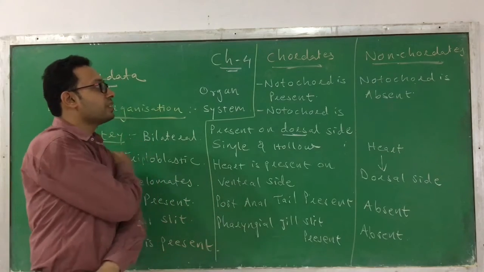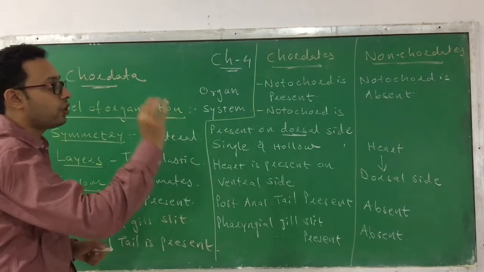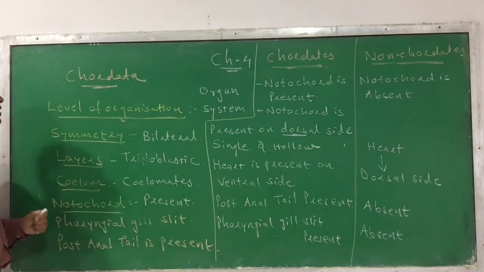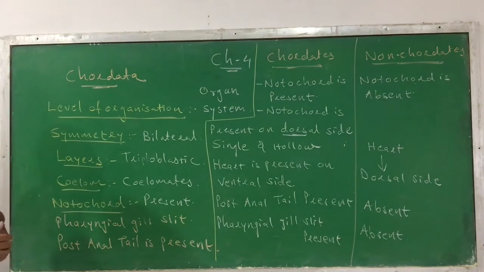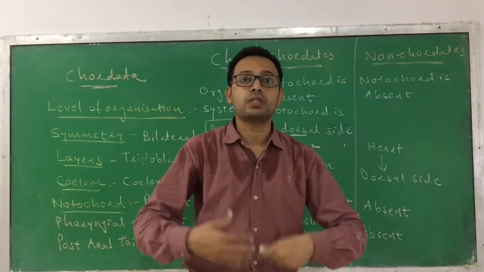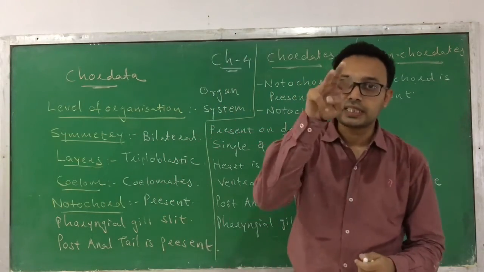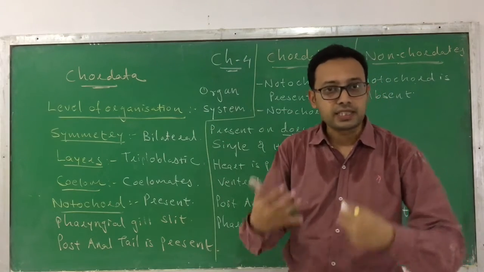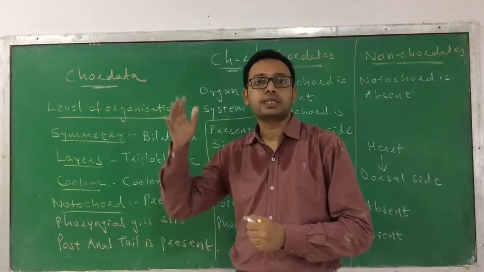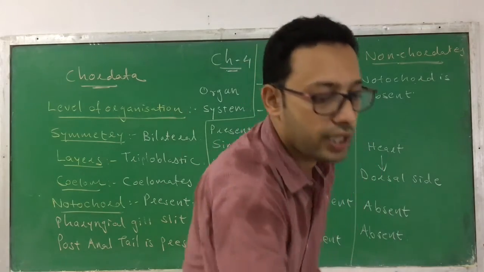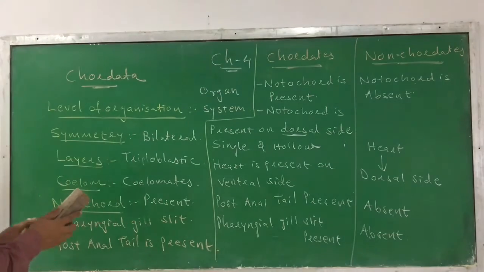So this is the difference which you can find between the chordates and the non-chordates, and these are the usual characteristics you can find in the phylum Chordata. Now this phylum Chordata is further divided into subphyla. There are 3 subphyla into which this phylum Chordata is divided. So let's discuss the division of this phylum Chordata and their characteristics. Okay, so now we are going to start with the division of phylum Chordata.